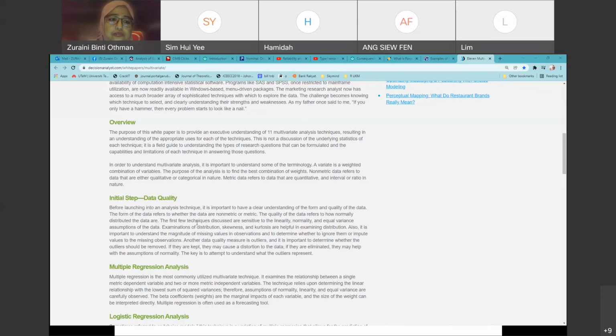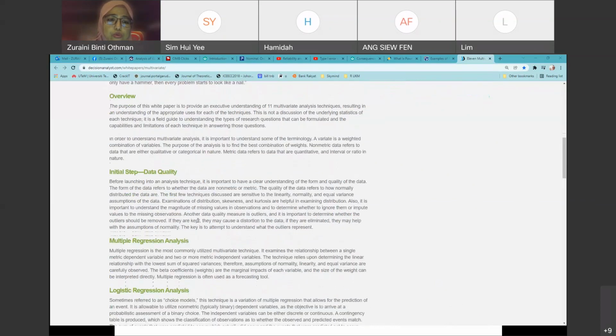Okay, that's the first thing that you have to do before you analyze your data. You have to examine your data first. It is important to understand the magnitude of missing values in observations, and determine whether to ignore them or impute a value for the observation, or if you want to split the data first.